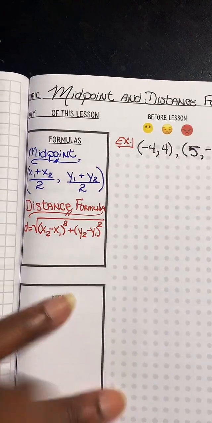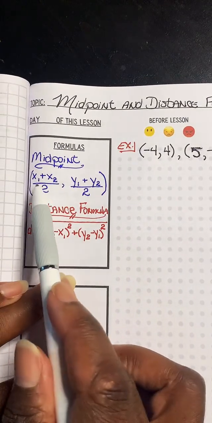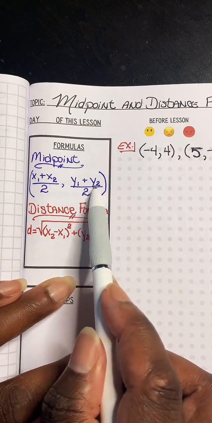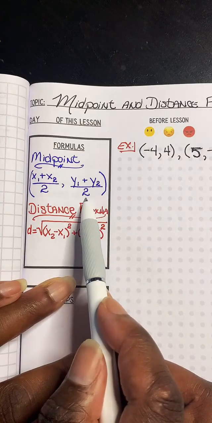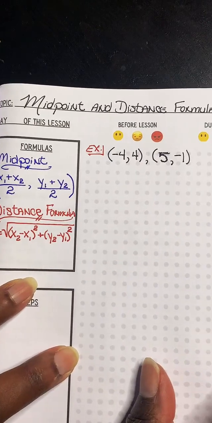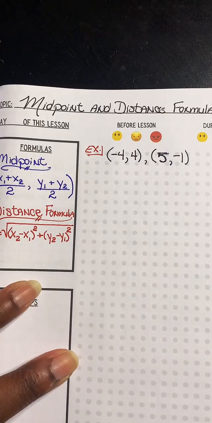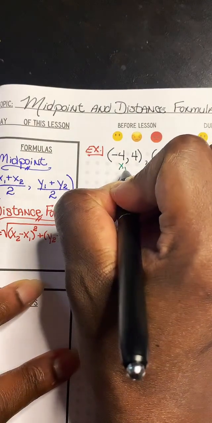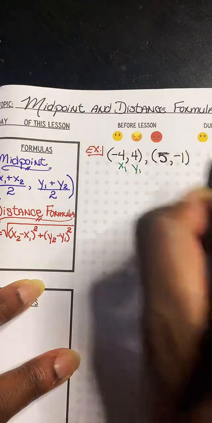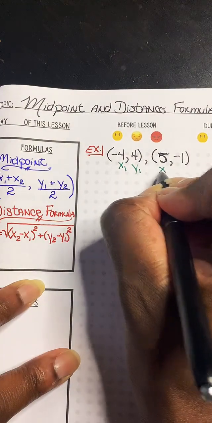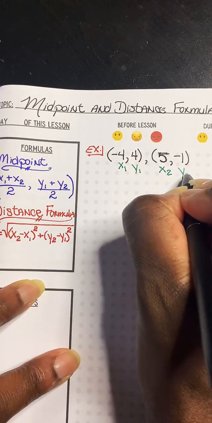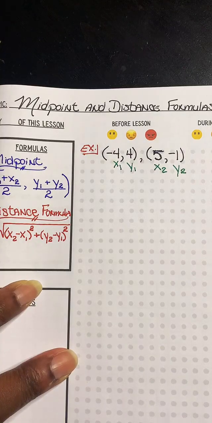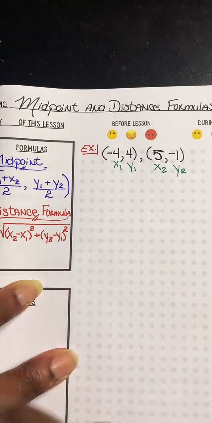The way that we do it is what we have right here. We're going to take the sum of the x's, divide by 2, then take the sum of the y's and divide by 2. This is probably one of the simplest things. The key part is, do you know what your x and your y look like? For my first point, this is my x1, this is my y1. For my second coordinates, this is my second x, and this is my second y.